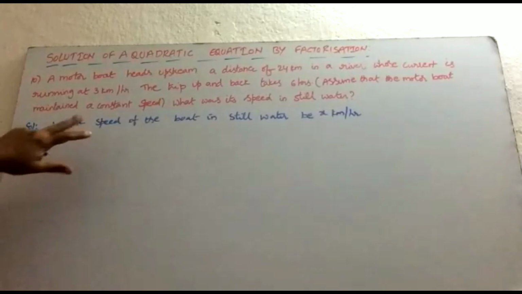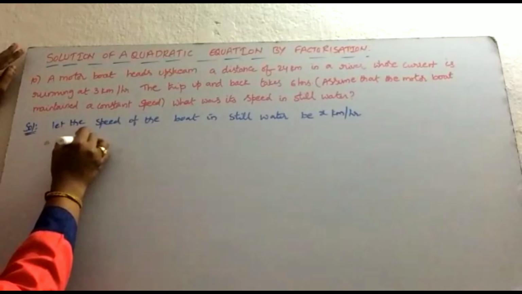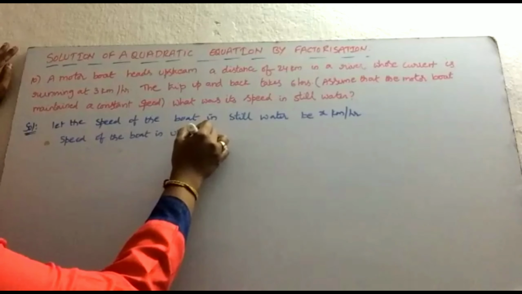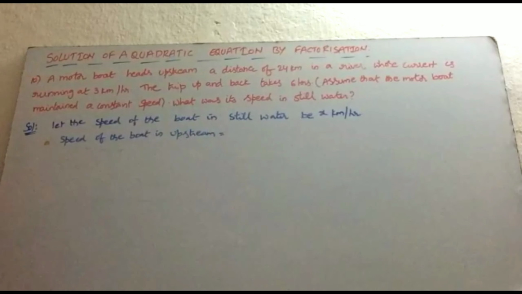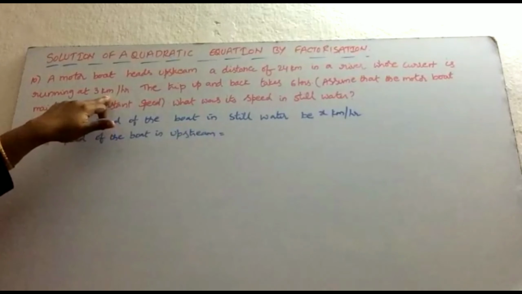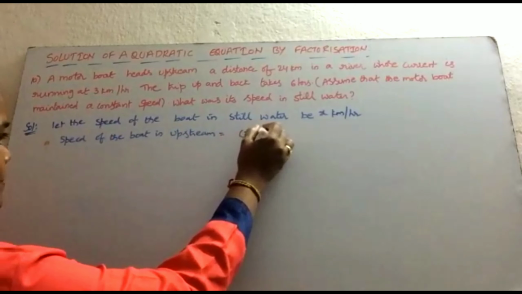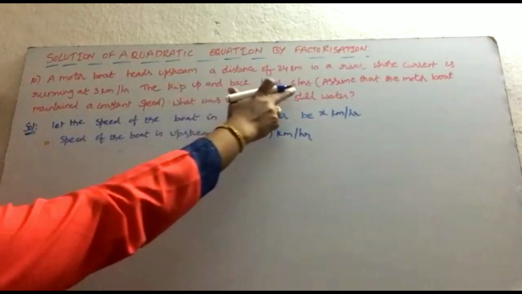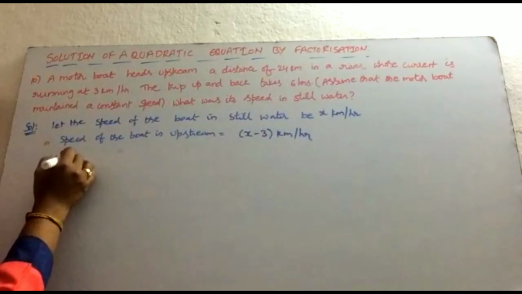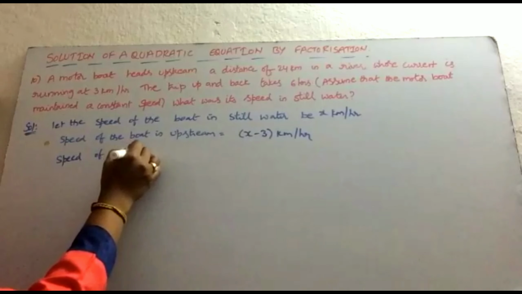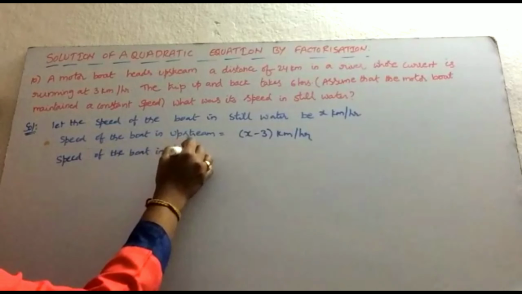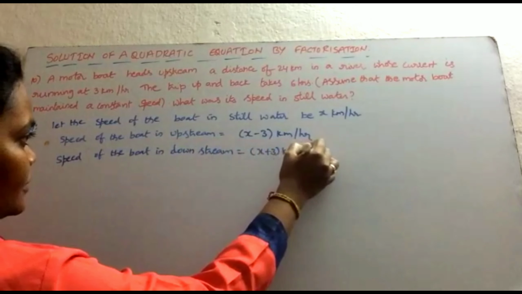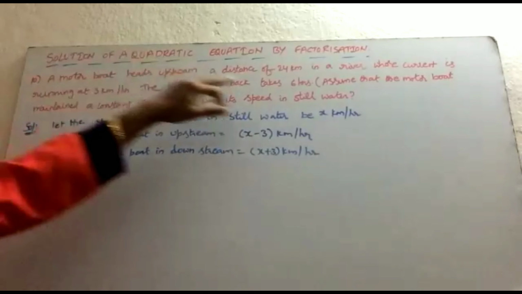Now the speed of the boat in upstream, the current is 3 km per hour, so that means x minus 3 km per hour. The trip up and back takes 6 hours. So downstream also. Speed of the boat in downstream equal to x plus 3 km per hour. So total it takes 6 hours.